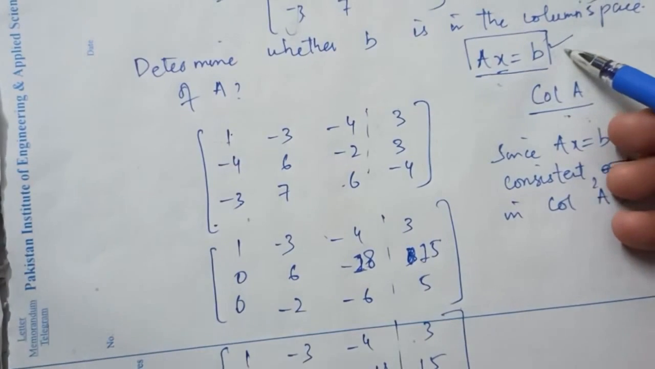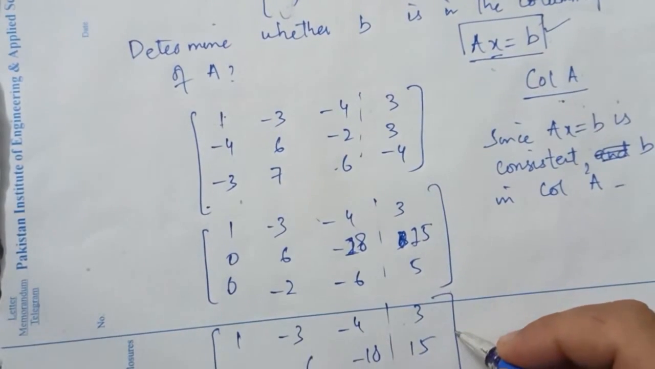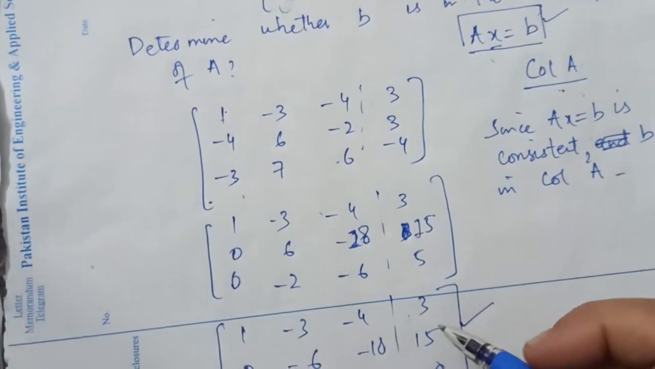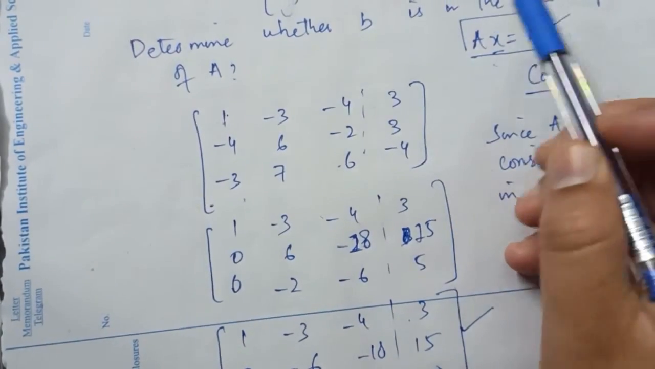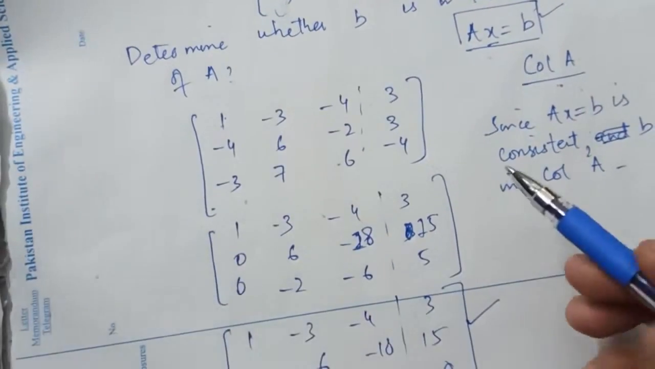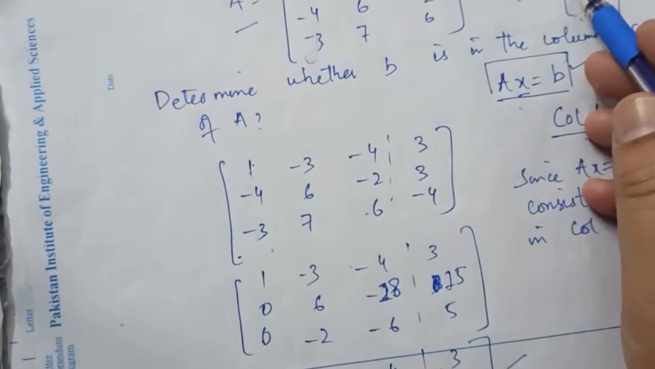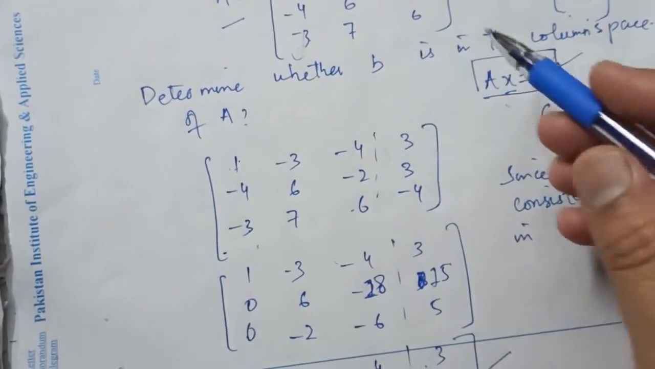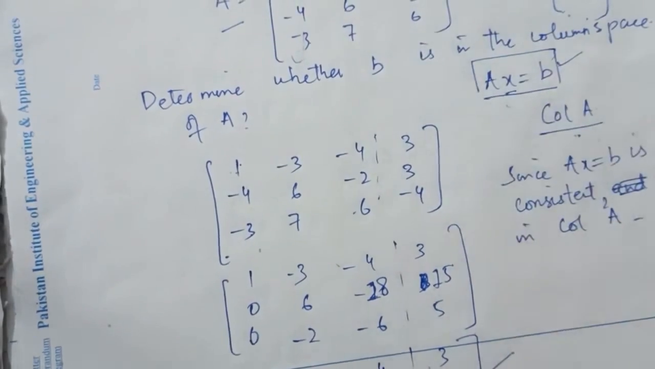If the solution is consistent, which we found it to be, we said that b is in the column space of A. If the solution was inconsistent, we couldn't have said that b is in it; we would have said that b is not in the column space of A.